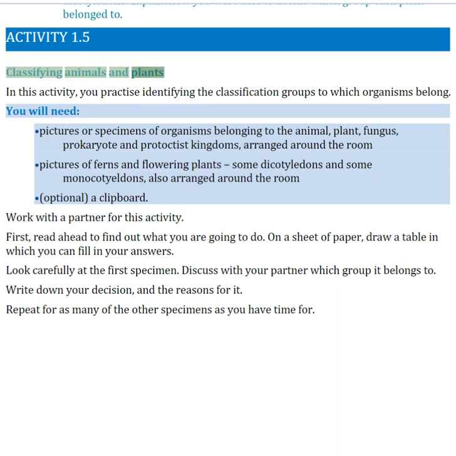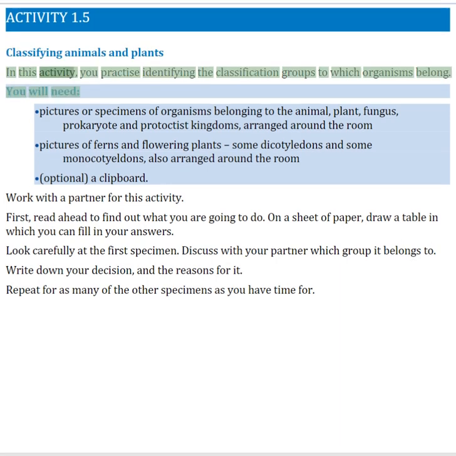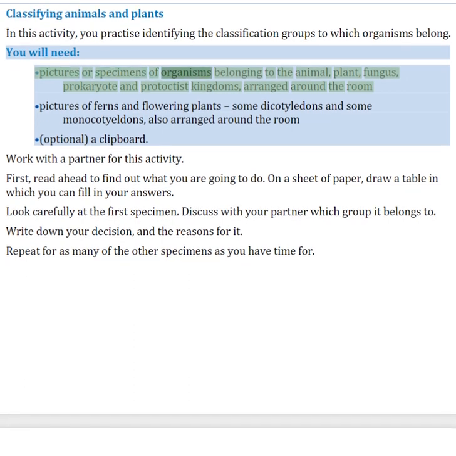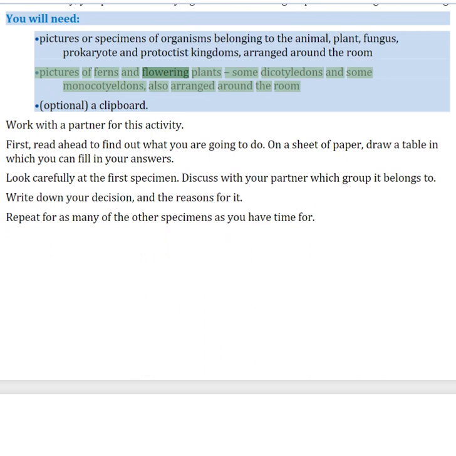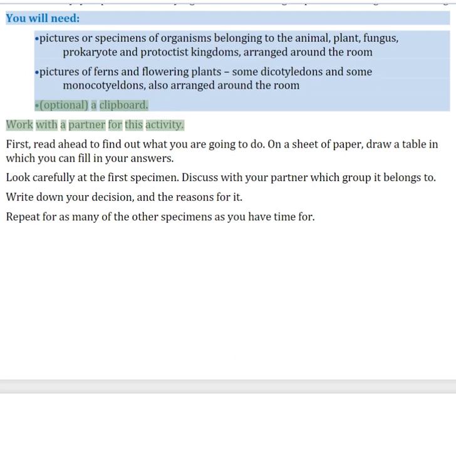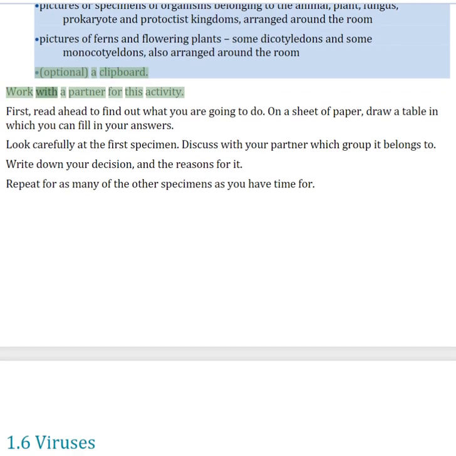Classifying animals and plants. In this activity, you practice identifying the classification groups to which organisms belong. You will need pictures or specimens of organisms belonging to the animal, plant, fungus, prokaryote and protoctist kingdoms, arranged around the room. Pictures of ferns and flowering plants, some dicotyledons, and some monocotyledons, also arranged around the room. A clipboard. Work with a partner for this activity.